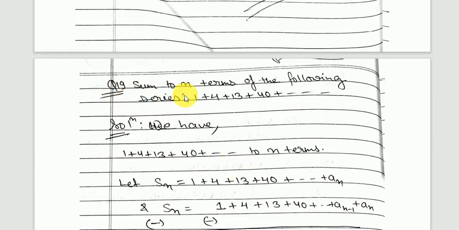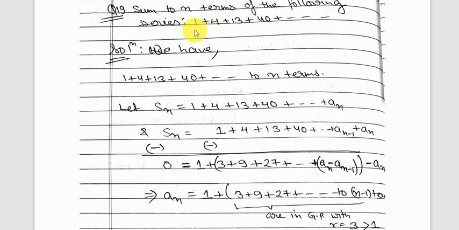Question number 19, sum to n terms of the following series. The series is given like this: 1 plus 4 plus 13 plus 40. Right now if you see, 4 minus 1 you are getting 3, 13 minus 4 you'll get 9. So you can see that this is not in AP. Check whether this is in GP or not. 4 divided by 1 is 4, 13 divided by 4 is not 4, so this is not in GP also.